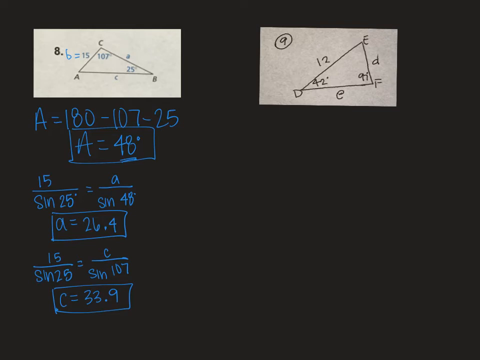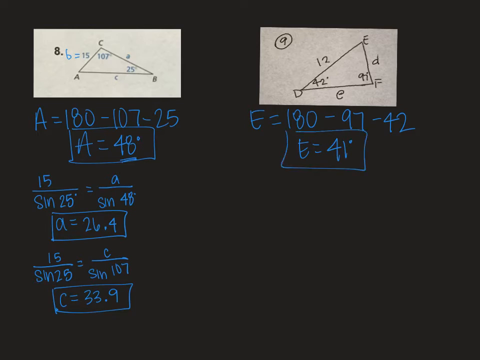Okay, so same thing for number 9. We are just solving for two sides and an angle. So we're given two angles, so I'm going to find angle E by doing 180 minus 97 for F minus 42 for D, which is going to give me an angle of 41 degrees.